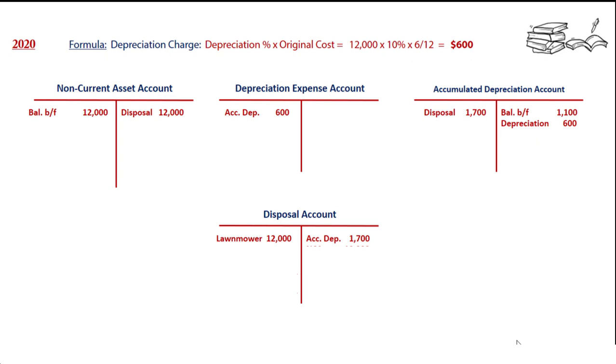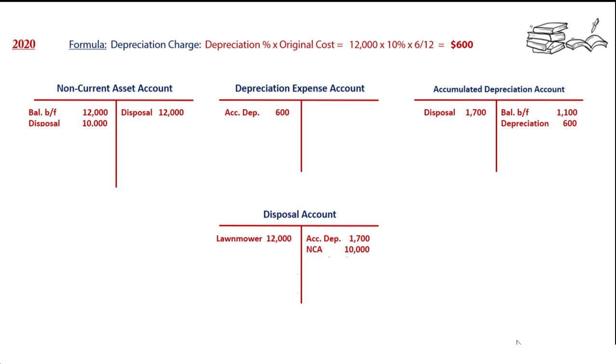Okay. Then we go and record the exchange. So we come to the non-current assets, debit it in the name of disposal for $10,000. Then come to the disposal account and credit it in the name of what? Non-current asset, for $10,000. Okay, because money was not paid for it. It's because of the disposal.